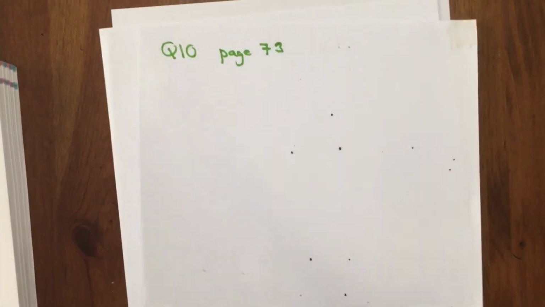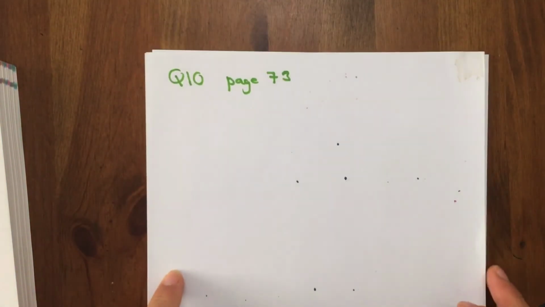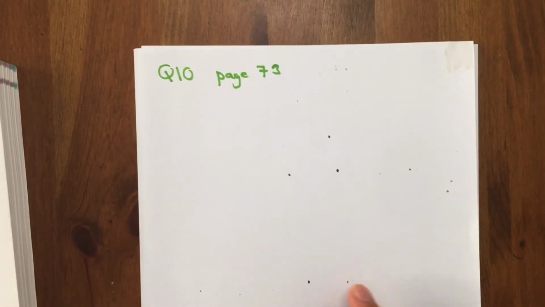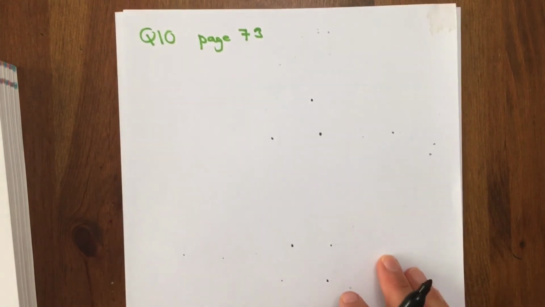Right, let's look at one last, I've got 2 last questions to do, 2 difficult questions. We're going to go to question 10 now. Okay, so you're going to have a look at question 10 on page 73. You do it yourself first and see how you do, and then look at my answer.